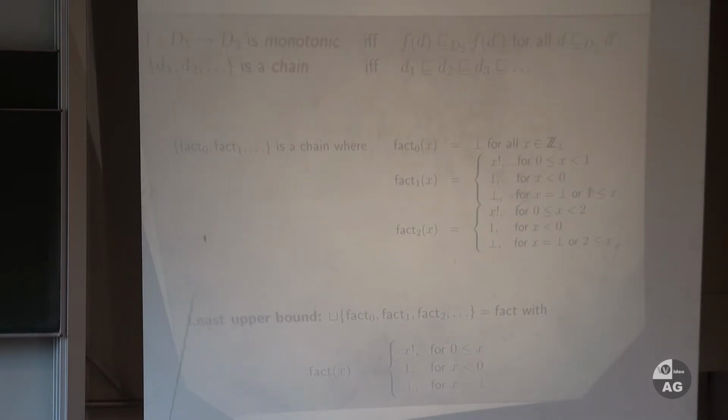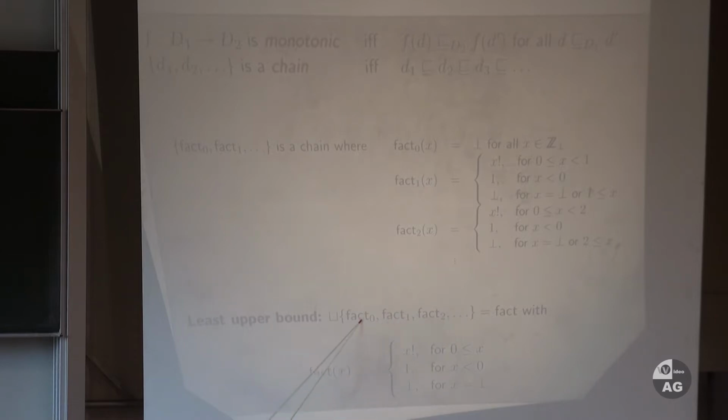So what's a chain? A chain is just a set of elements which you can order in such a way that they become more and more defined. So a set like this is a chain if you can order the elements such that d1 is less defined or equal to d2, d2 is less defined or equal to d3, and so on. And here's an example. All these functions, fact0, fact1, fact2, they are a chain because indeed fact0 is less defined or equal to fact1 for every argument. I mean, fact0 is not defined anywhere. Fact1 is at least defined for negative numbers and for 0. Fact2 is a little bit more defined than fact1. It's the same as fact1 for all numbers except the number 1. This is defined for 1, this is undefined for 1, and so on.